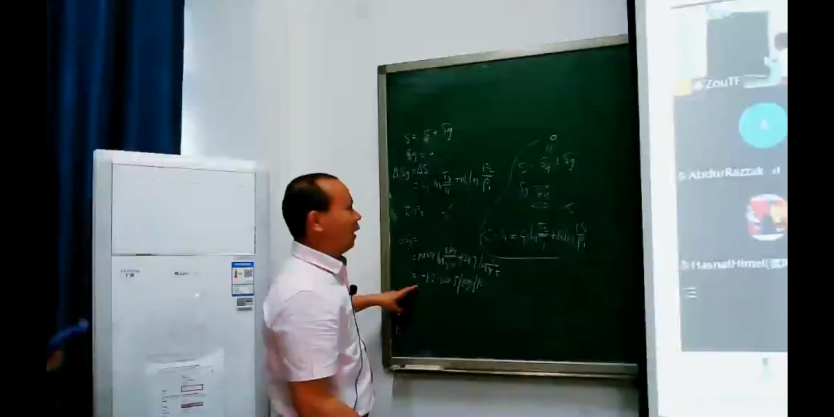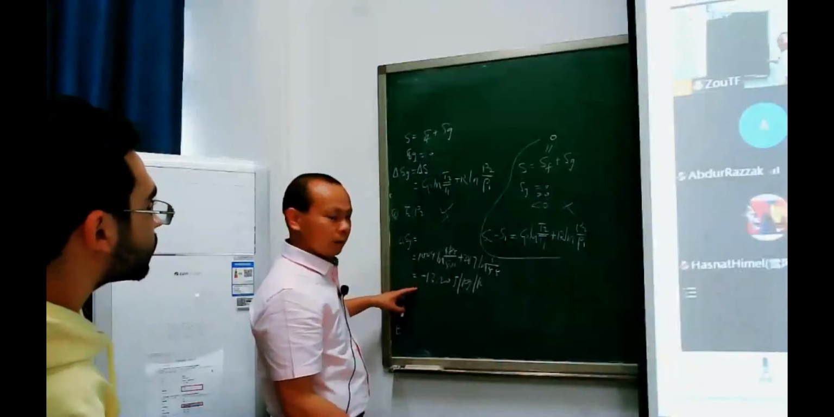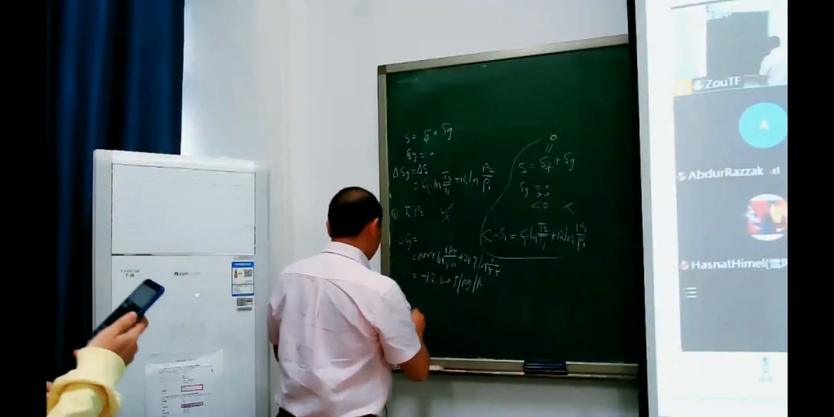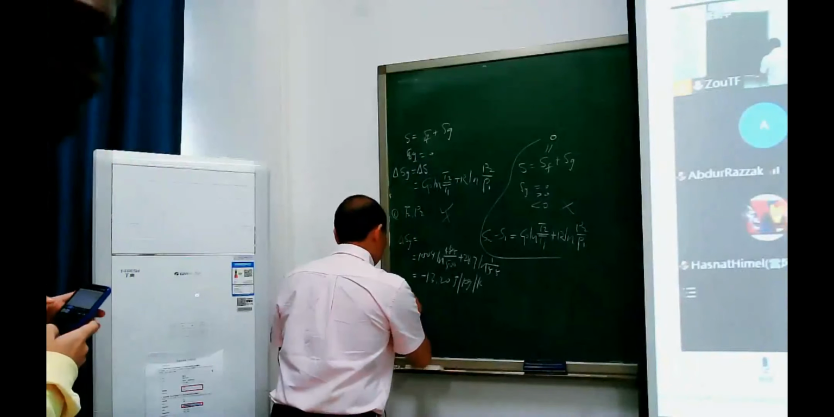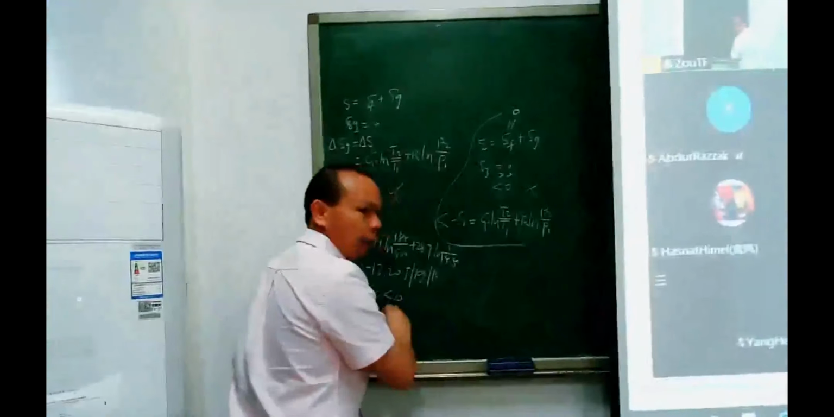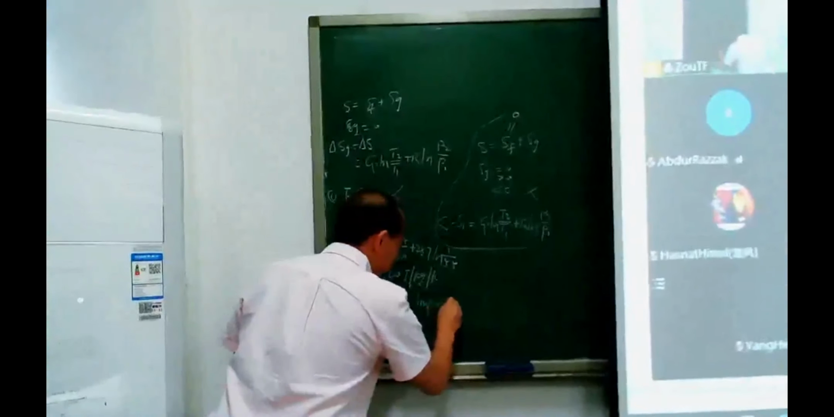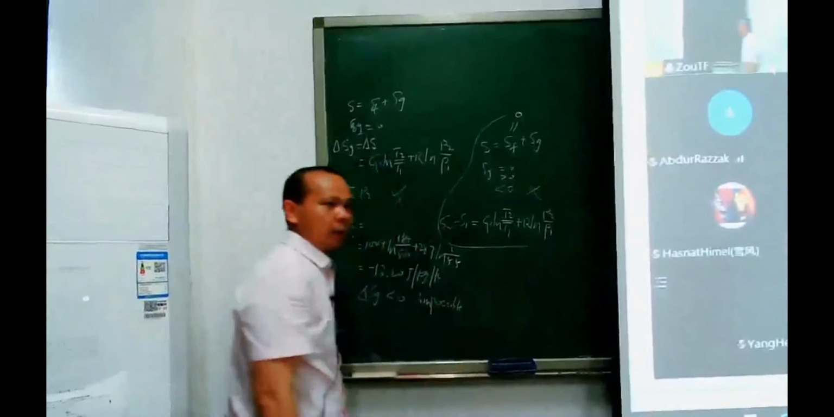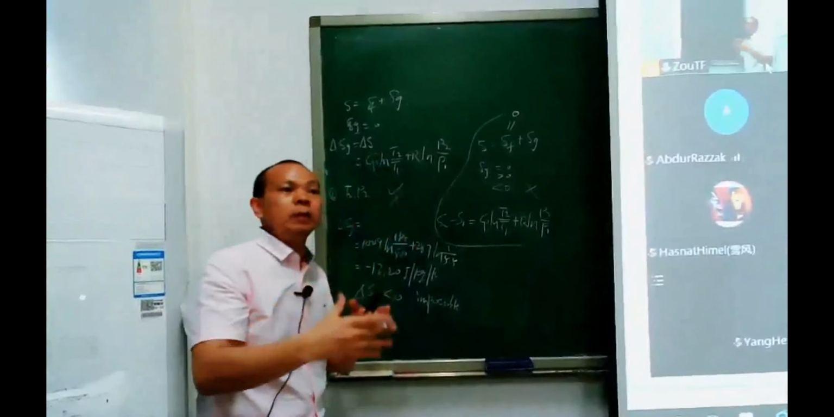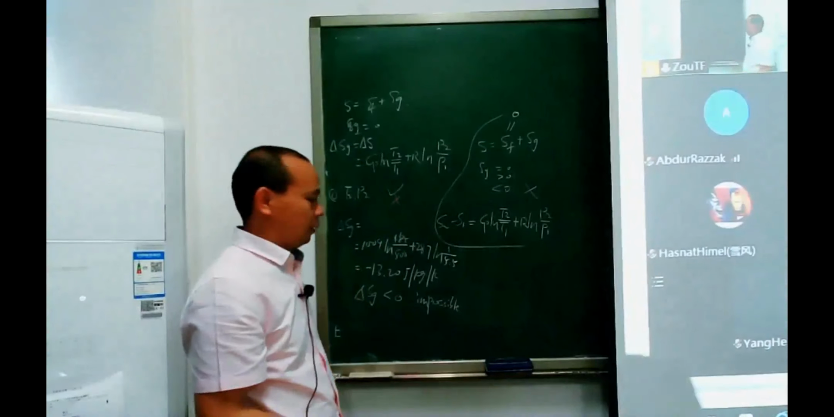Because delta SG is less than 0, hence it's impossible. Okay, because we know delta SG needs to be greater than or equal to 0.